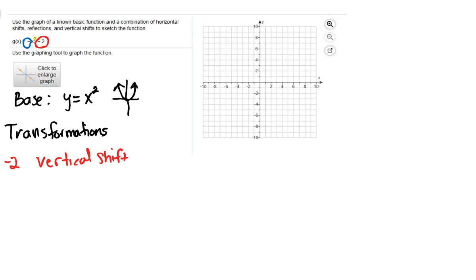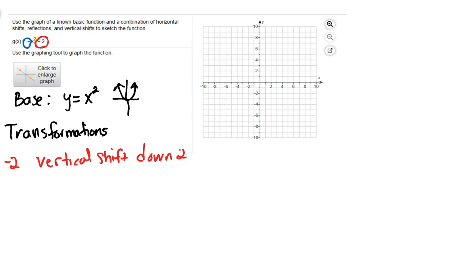So because this subtracting happened away from that squared, I know that it's a vertical shift. If the adding or subtracting was inside of that squared, then it would be a horizontal shift instead of a vertical shift. And then that -2, the fact that it's a minus tells me that I'm going to go down 2 units. Minus for down, if it were plus, I'd be going up.